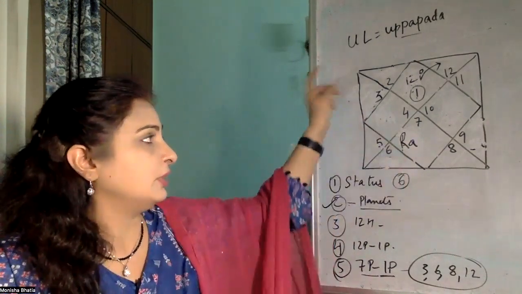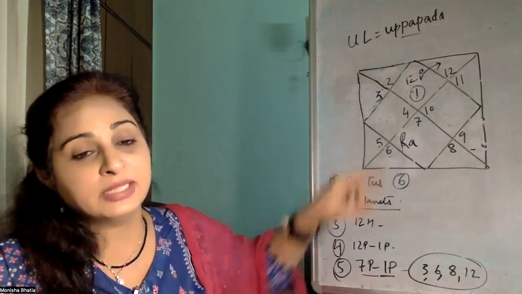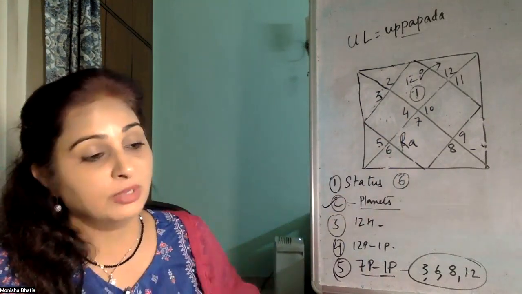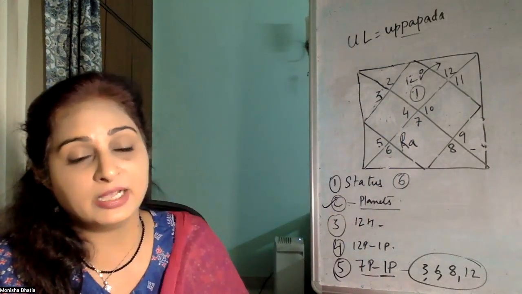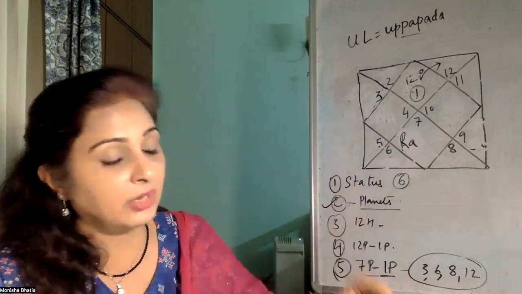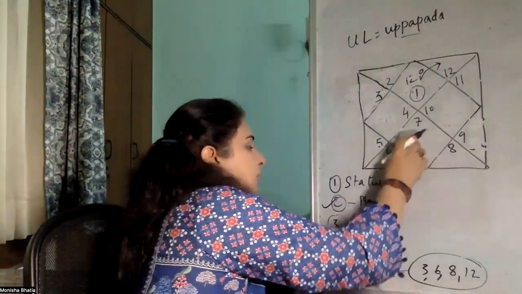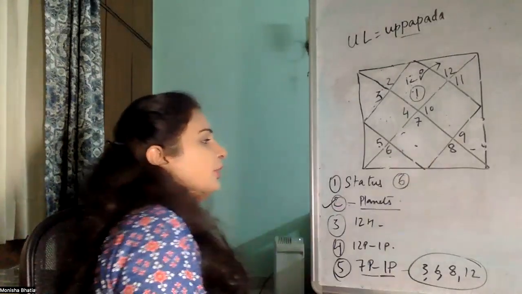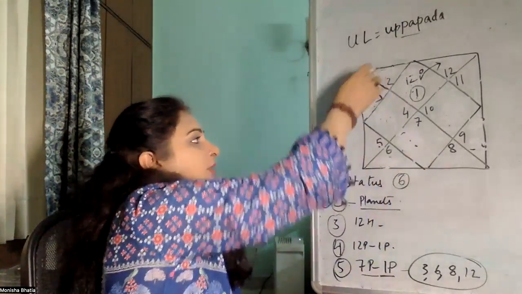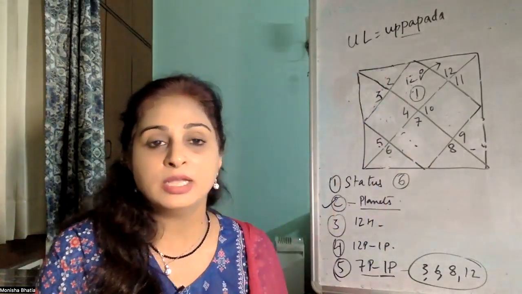Not a good position, and if there is a benefic, then things can be controlled. But if there is no benefic aspect on the 7th house with this Rahu, things can go very wrong. Also, if you remember, I told you, Rahu in the 7th house and Rahu in the 2nd house can cause extramarital affairs.